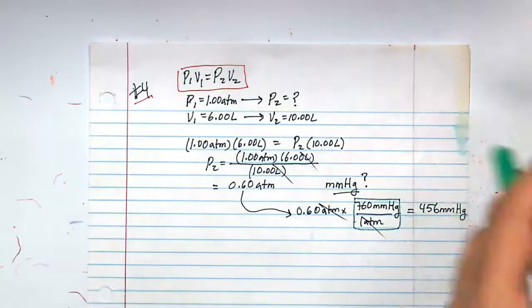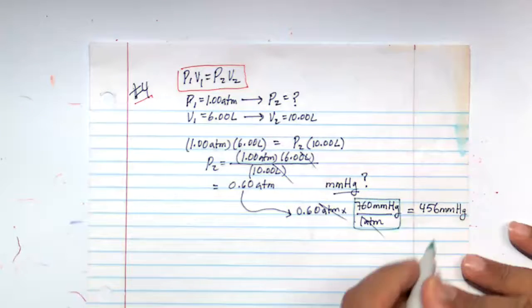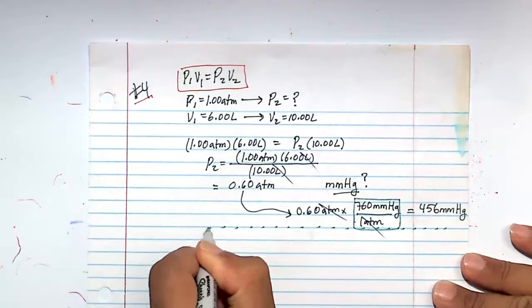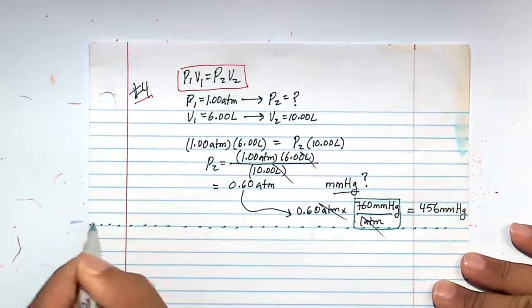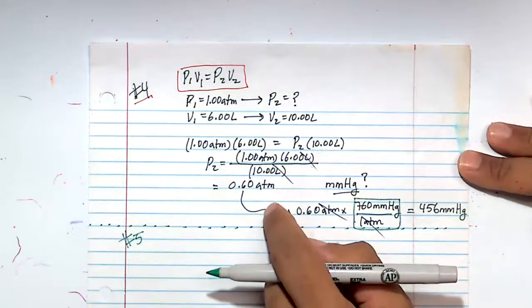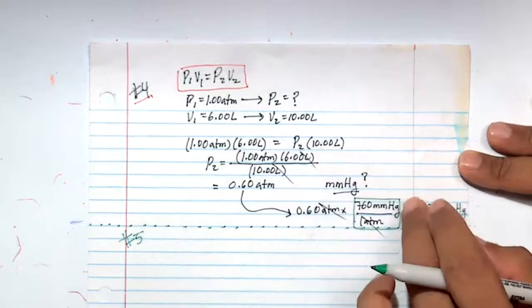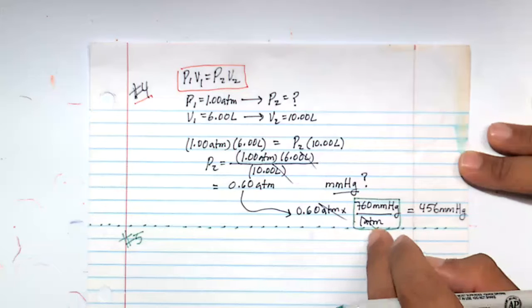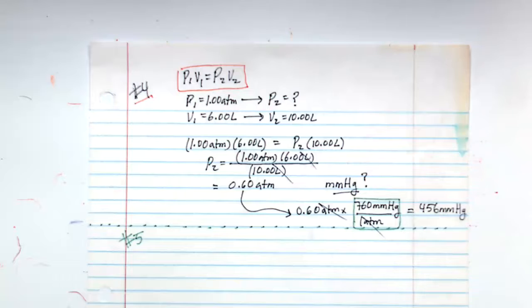All right, so a problem like this on the exam, your answer here is in atmospheres. They give it to you in atmospheres. If you need to go to millimeters of mercury, this is the conversion factor, and I'll give you that conversion factor.